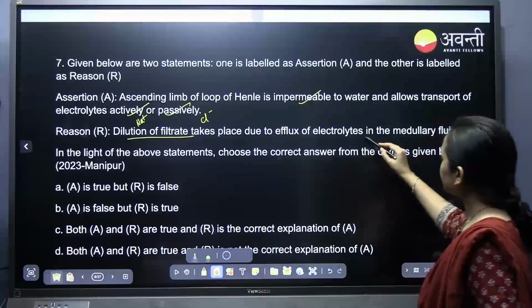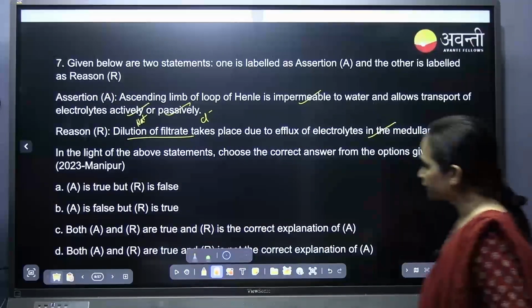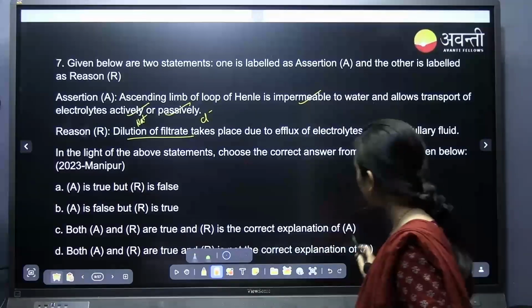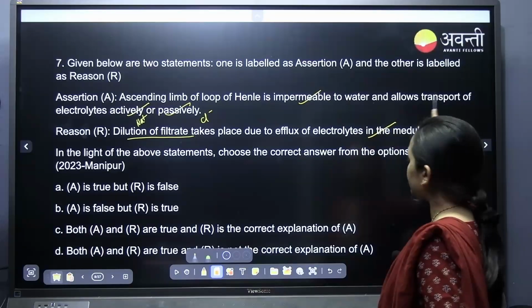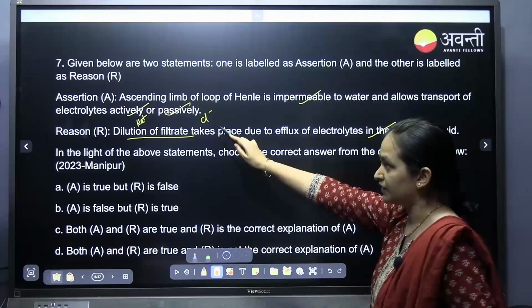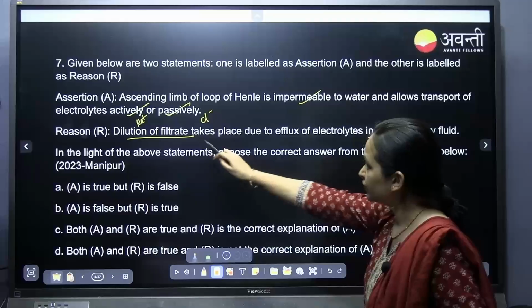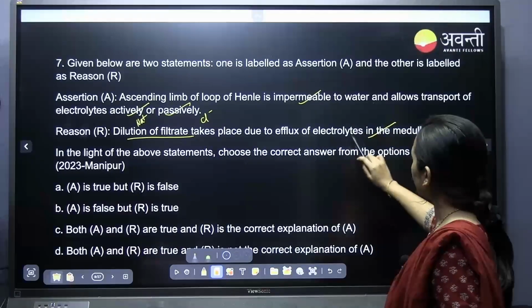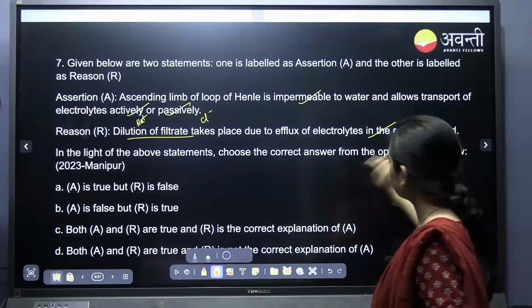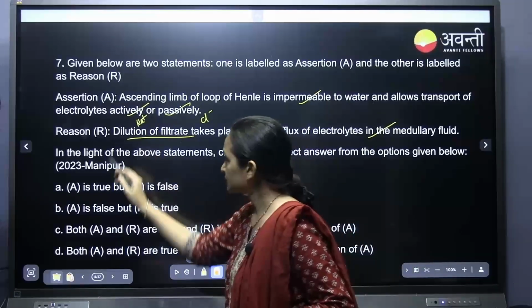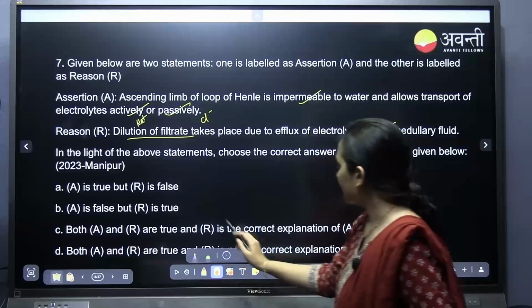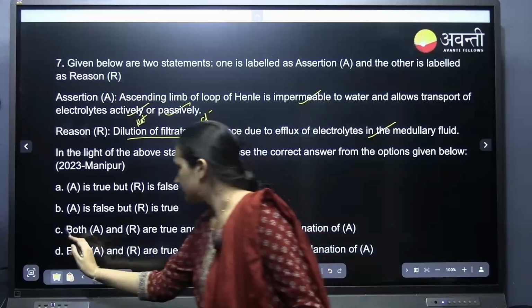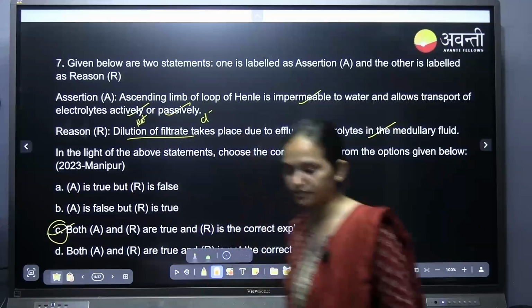So this is also correct. Is it correctly explaining? Yes, it is definitely correctly explaining. The ascending loop of Henle is impermeable to water and allows the transport of electrolytes actively or passively. Yes, because dilution of filtrate takes place due to the efflux of electrolytes in the medullary fluid. Understood? So both A and R are true and R is the correct explanation of A. So C is the right answer.